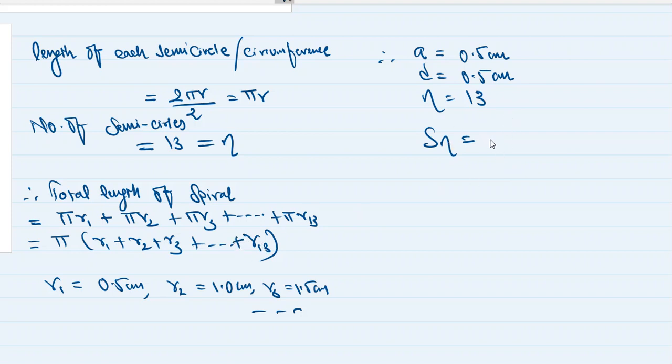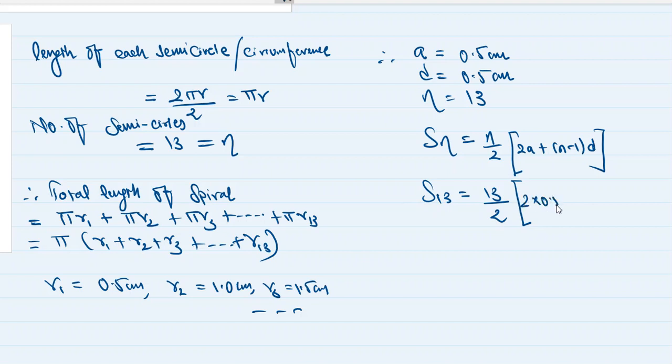So sum of n terms is equal to n by 2 bracket 2a plus n minus 1 into d. So sum of 13 terms is equal to 13 by 2 bracket 2a, 2 into 0.5 plus n minus 1, that is 13 minus 1, multiplied by d. Common difference is how much? Okay, so the common difference, I'm sorry, I've already written here, 0.5.